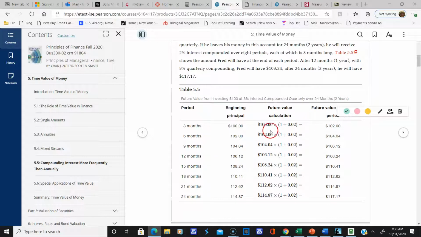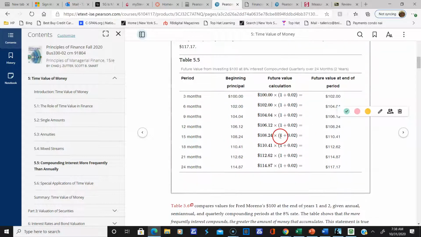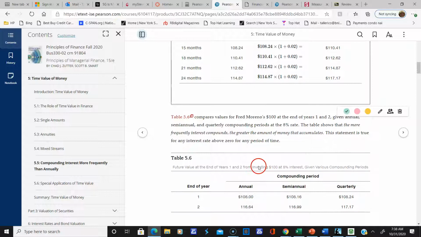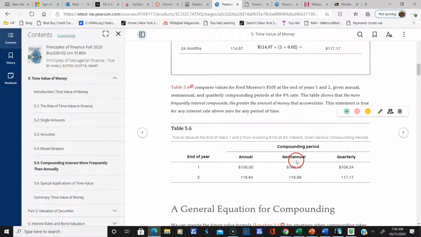So you can see that, and they go through that example here. And now they compare the annual, the semi-annual, and the quarterly compounding. You can see you get more money with the higher number of compounding periods. And that should be obvious to everybody, right? You notice how this is getting larger?